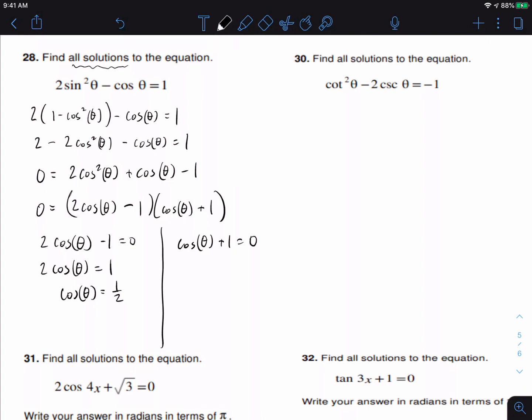And where does that happen? It happens at two spots, right? So theta is pi over 3, and theta is also 5 pi over 3. But because we want all solutions, we need to add 2 pi k to each one of these, right?